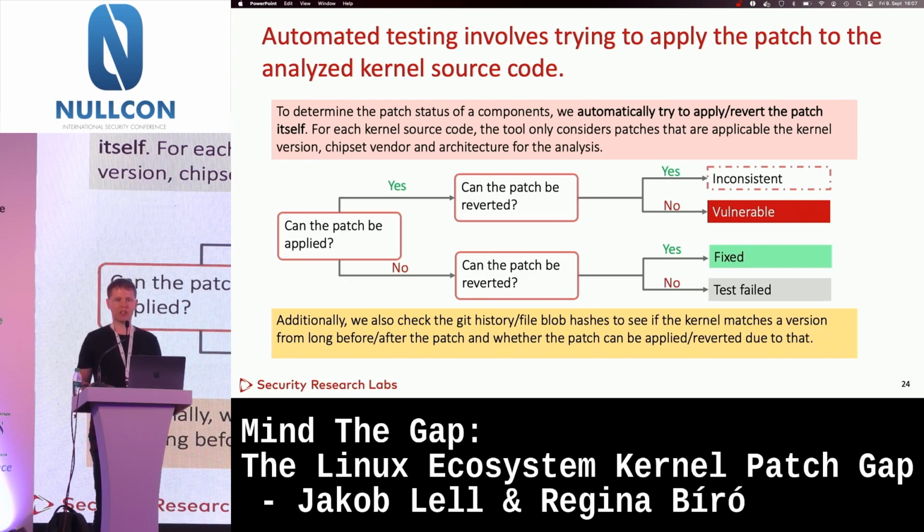If we had some other changes in between which make it impossible to apply the patch or revert the patch directly, we can still say that this patch matches the version long after the patch has been applied, and in that case we know it is patched. Or if the file matches a version long before the patch was applied, we know the patch is not applied to this kernel. So these are the main steps for how we test whether one patch is applied or not.